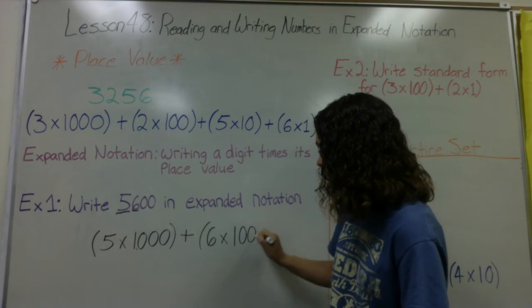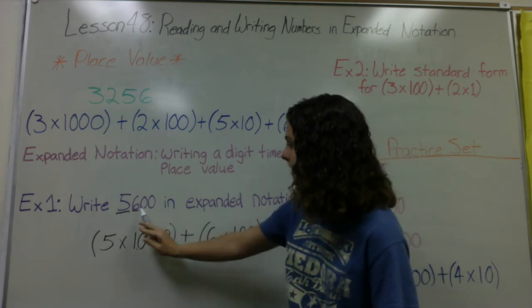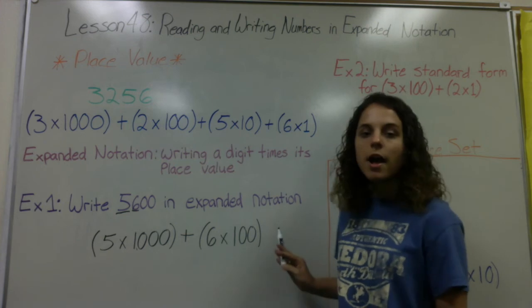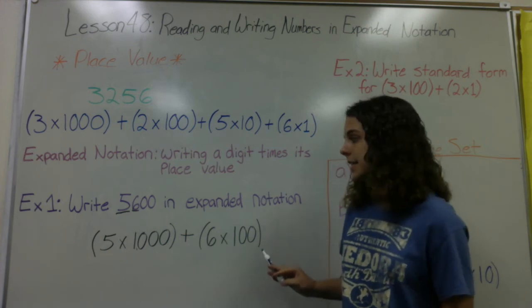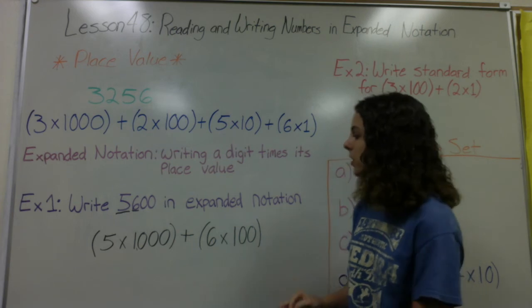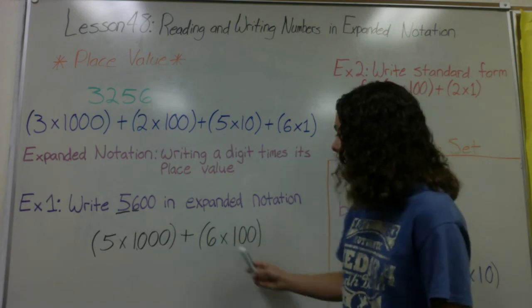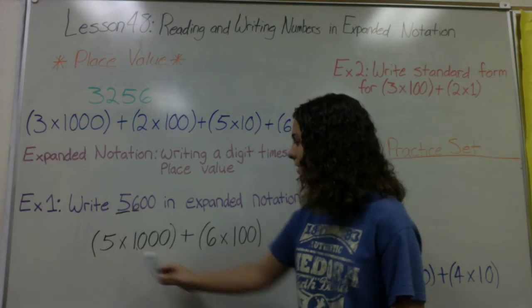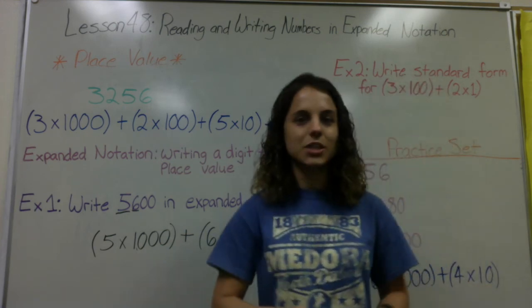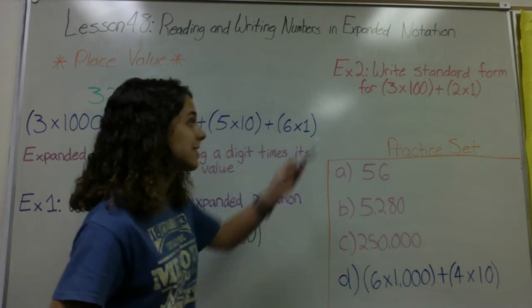And that's all I have to do, because my tens and ones place both have zeros in them, so I don't need to include them. Otherwise, I would just be writing 10 times 0 and 1 times 0, which everybody knows to be 0. So we're just going to leave those out and make sure we have our thousands place and our hundreds place covered. So example 2, we have write the standard form.